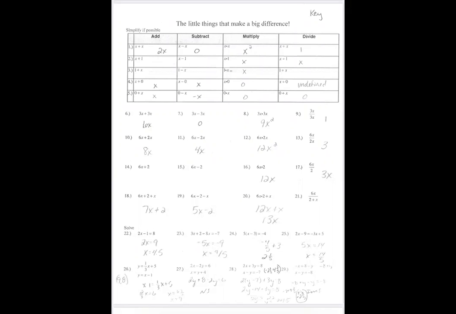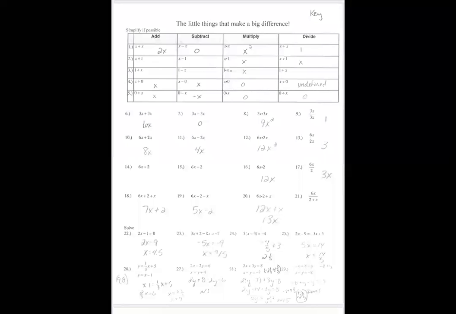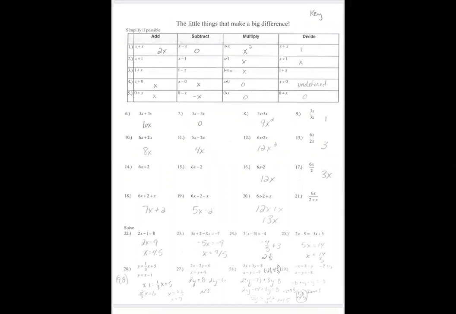For number 20, we have 6x times 2 plus x. So just like in number 16 above, 6x times 2 would be 12x. We add another x, and now we have like terms, so we can simplify that by adding to get 13x. And for number 21, you cannot simplify.